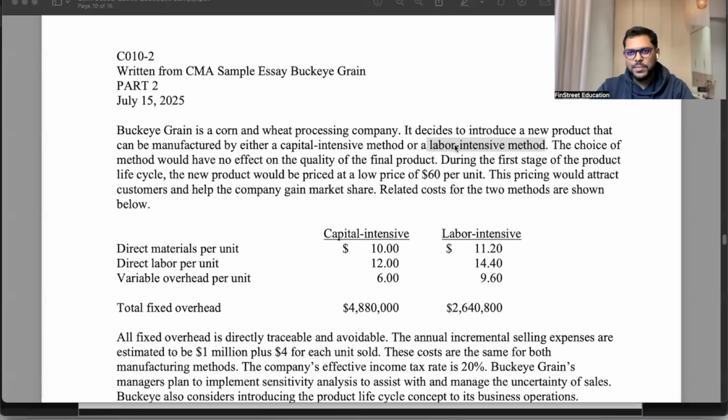So there are two methods given. The choice of method would have no effect on quality of the final product. So quality same रहेगा दोनों methods. During the first stage of the product life cycle, the new product would be priced at a low price of $60 per unit. So this is something I think you guys should highlight. Okay. Whenever you get such important or critical information, you should highlight. Exam may you get this option to highlight information. I'll show you, and by the way, how it works.